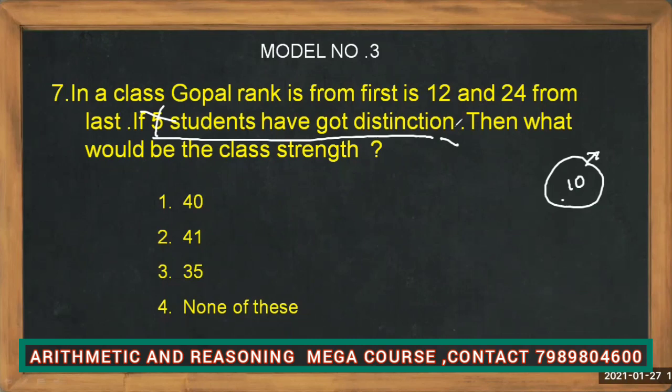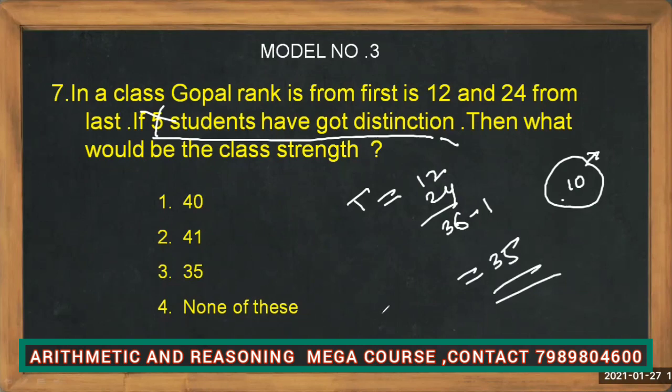Let's find the total here. The total is equal to 12 plus 24. Then what do you get? 36, and minus 1 is equal to 35. Very simple. So don't add plus 5 here. Why? Because these 5 students are included in 35 only. Because they have a distinction, they're the top students, so they might have the first top ranks of the class here. So the total strength of the class must be 35. So the answer must be 3.